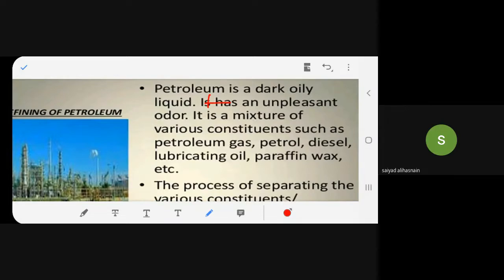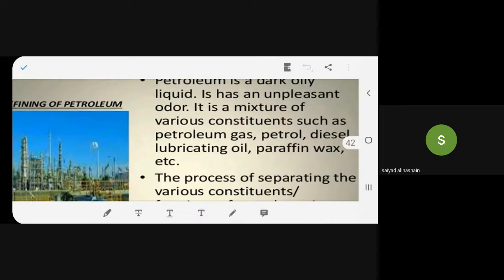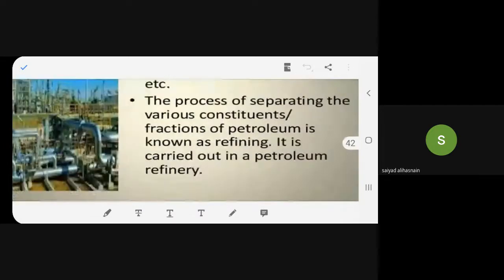Petroleum is a dark oily liquid. It has an unpleasant odor. It is a mixture of various constituents such as petroleum gas, petrol, diesel, lubricating oil, paraffin wax, etc. The process of separating the various constituents or fractions of petroleum is known as refining. It is carried out in a petroleum refinery.